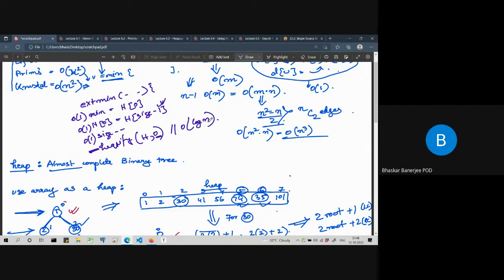So how much time does extract min take? Order of 1 plus order of log n, which is nothing but order of log n. Now see, you got the minimum element in log n time. Initially, when you were doing a search in an array to find the minimum element in Dijkstra, you were getting order of n time. So finding this minimum element is now order of log n time.